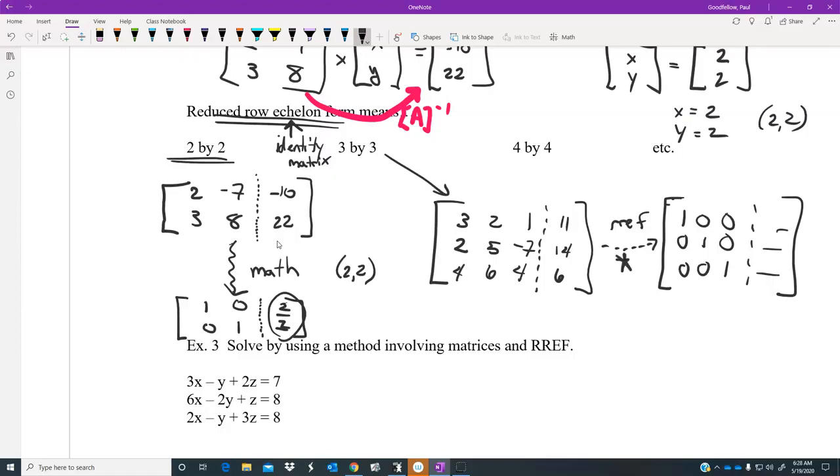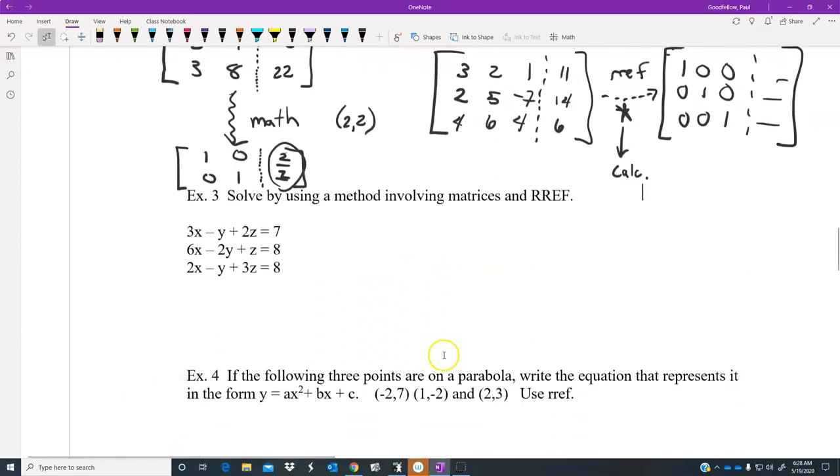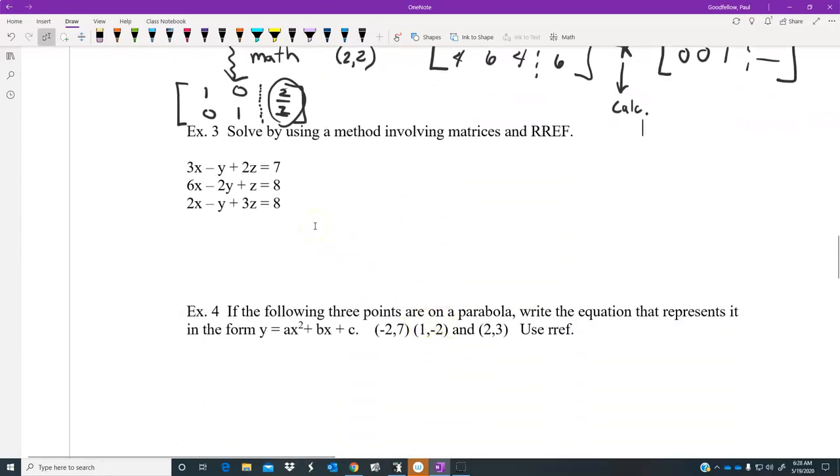Now, what's in between right here is a bunch of math. It's horrible math. It's not fun at all. But the cool part is that our technology nowadays allows us to use the calculator to generate this row reduced echelon form. Now, let's try that so you can get the idea of what it boils down to.